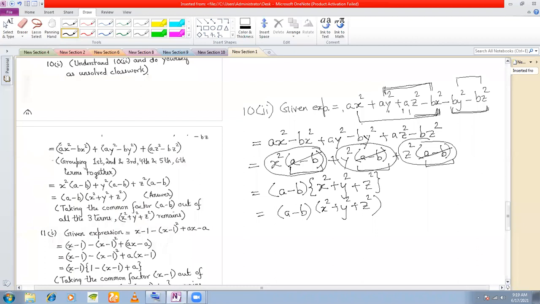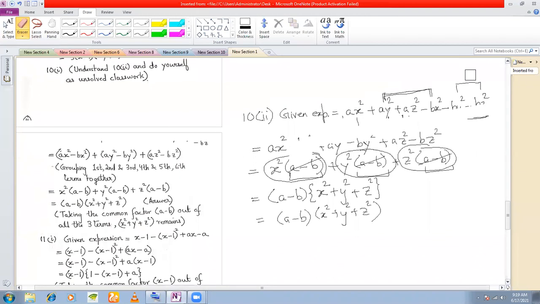Okay. Now, this requires a little bit of practice. In the beginning, you might get it wrong if you group the wrong terms together. So you just have to keep trying.